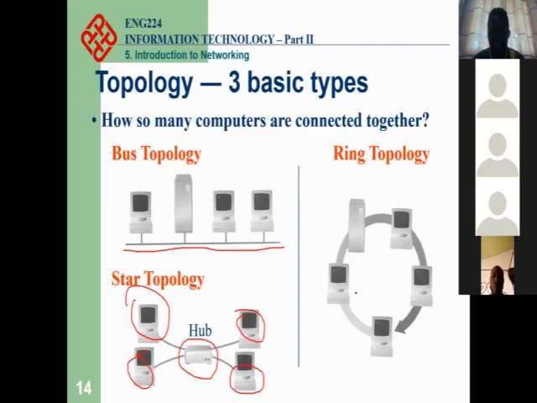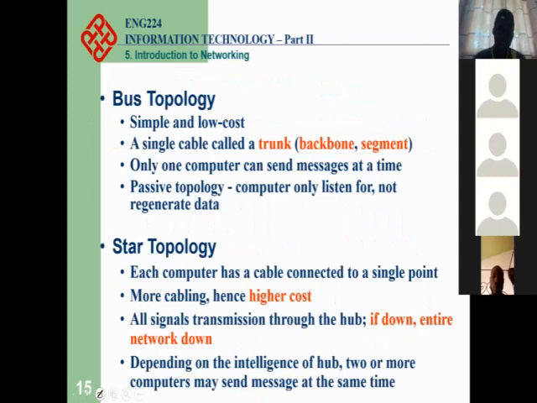So this is ring topology, whereby all the computers, one computer is connected to the other, so they form a ring. That means when you're sending information, it will have to go through all the other computers before it reaches its destination. It has its advantages and disadvantages. So you read through the bus topology, you read through the star topology, each of them has its advantages and disadvantages.